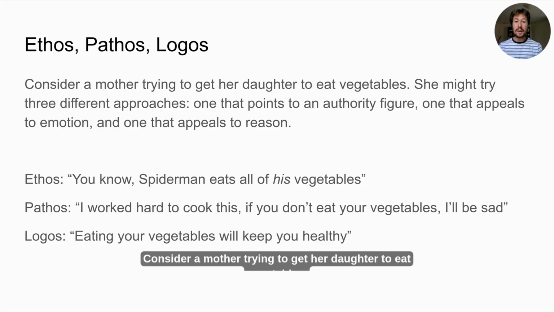Consider a mother trying to get her daughter to eat vegetables. She might try 3 different approaches. One that points to an authority figure, one that appeals to emotion, and one that appeals to reason, right? So an ethos evidence for why one should eat their vegetables might be, Spider-Man eats all of his vegetables.